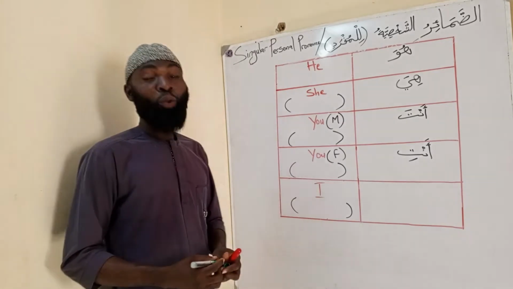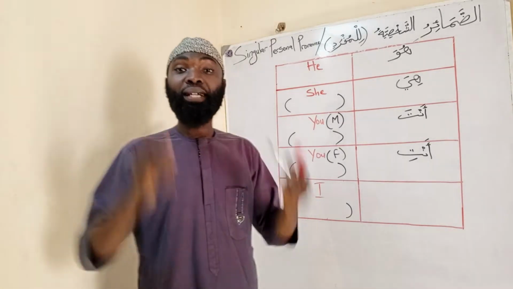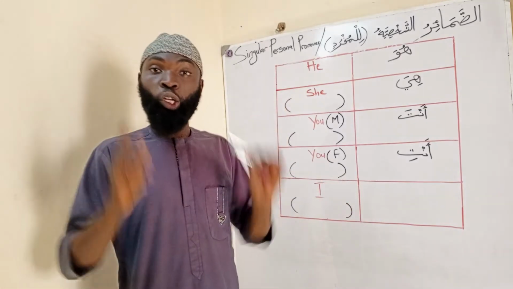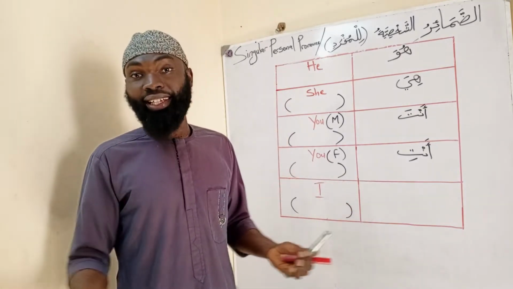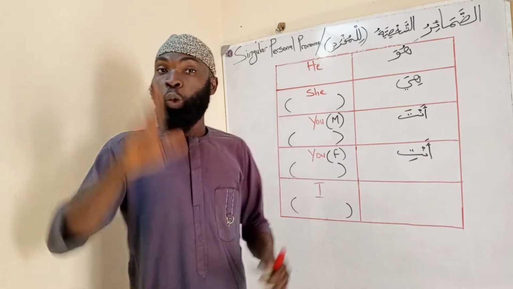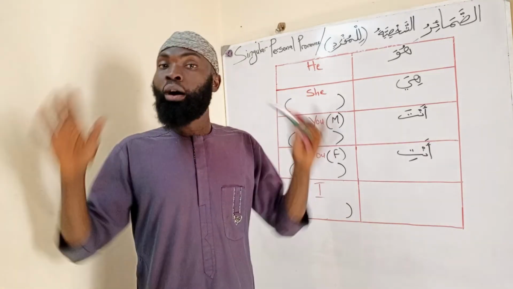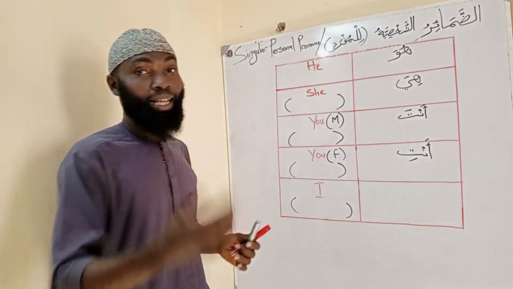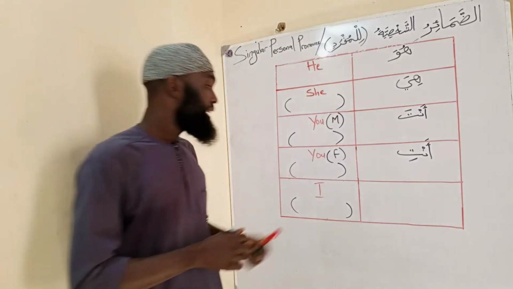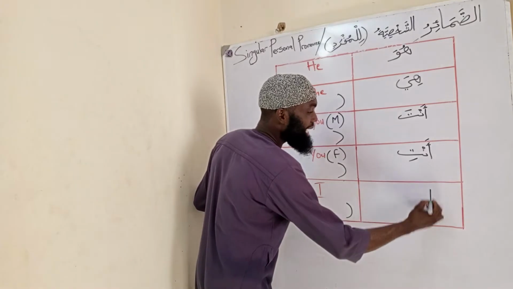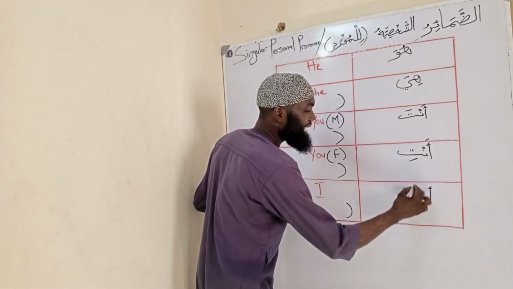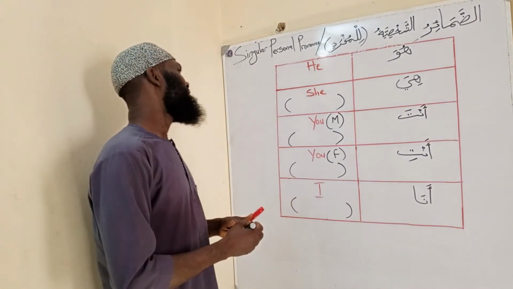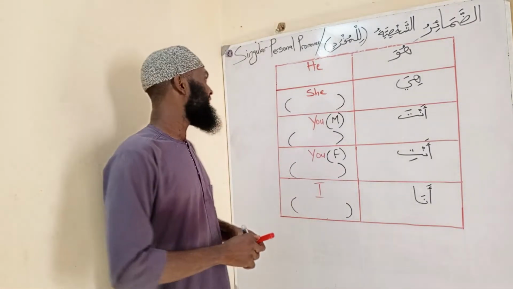And lastly, we have the first person singular. When you are the speaker and you are alone, what word do you use for yourself? In English language, you simply say I. Whether you being a female or a male, the simple word is I. And the same thing goes for the Arabic language. The word to be used in the Arabic is ana. Again, ana. Repeat after me. We have ana. MashaAllah.